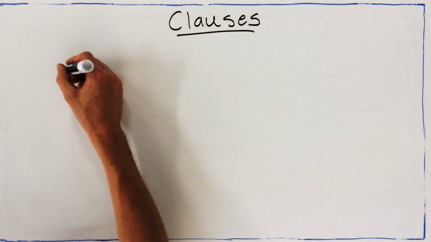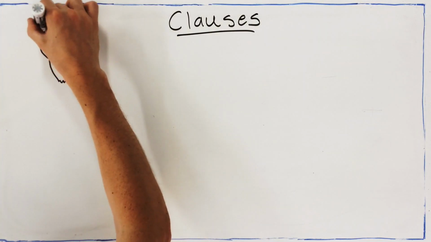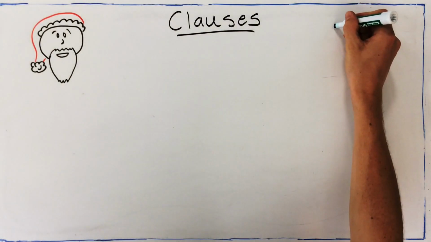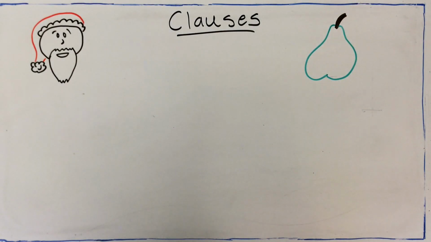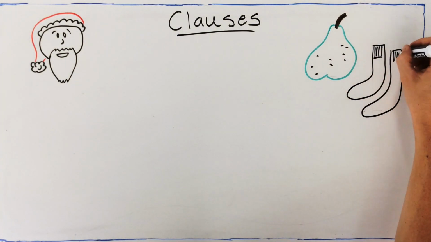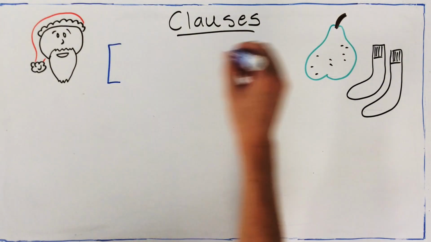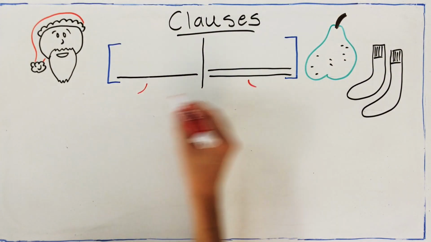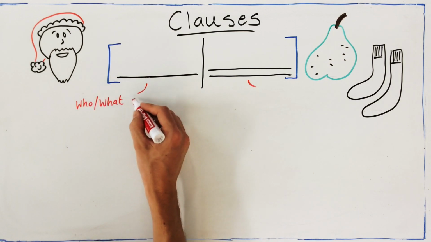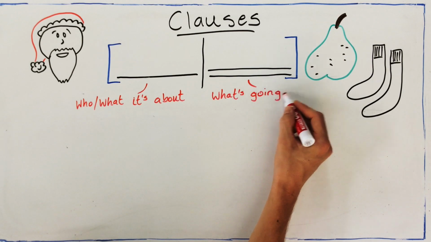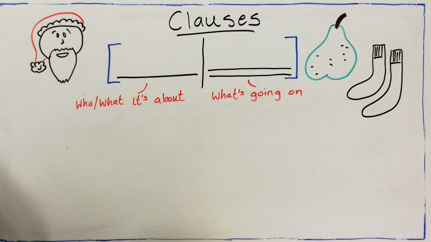Not to be confused with everyone's favorite holiday mascot, a clause is a subject-predicate pair. And I do not mean some special kind of fruit. I mean a pair as in a set of two things, like socks. A clause is a subject-predicate pair, one complete subject and one complete predicate. The subject explains who or what that clause is about, and the predicate explains what's going on with that subject.